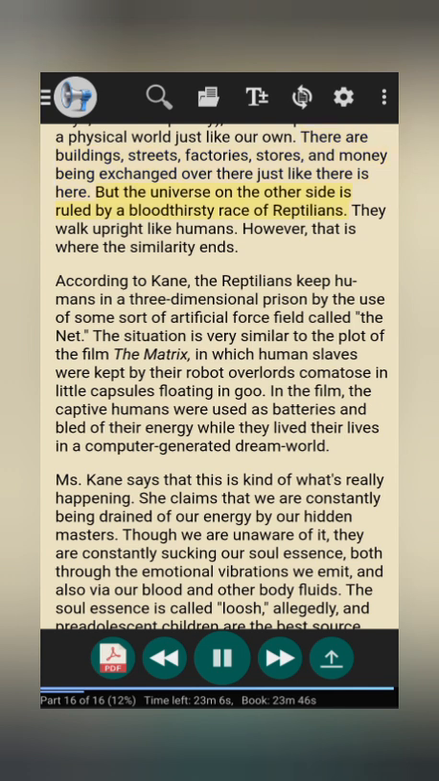But the universe on the other side is ruled by a bloodthirsty race of reptilians. They walk upright like humans. However, that is where the similarity ends. According to Cain, the reptilians keep humans in a three-dimensional prison by the use of some sort of artificial force field called the net. The situation is very similar to the plot of the film The Matrix, in which human slaves were kept by their robot overlords comatose in little capsules floating in goo.